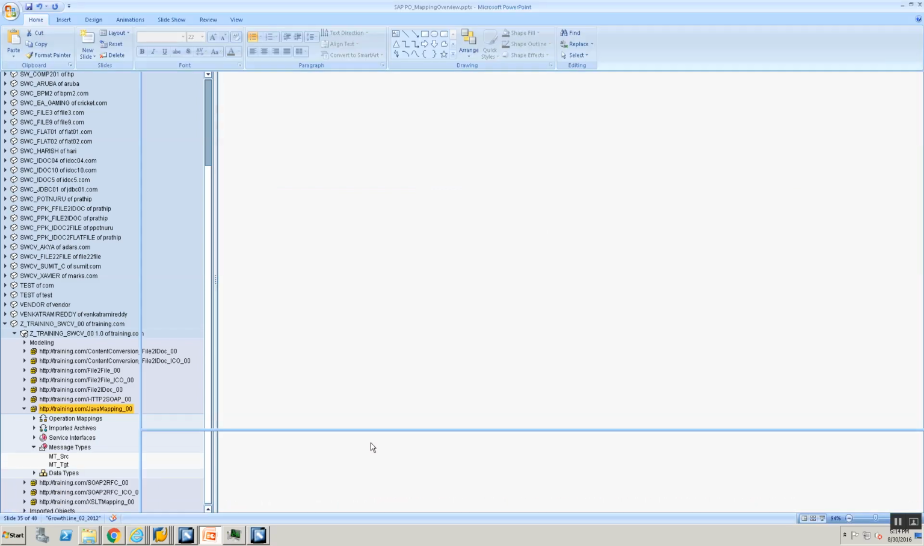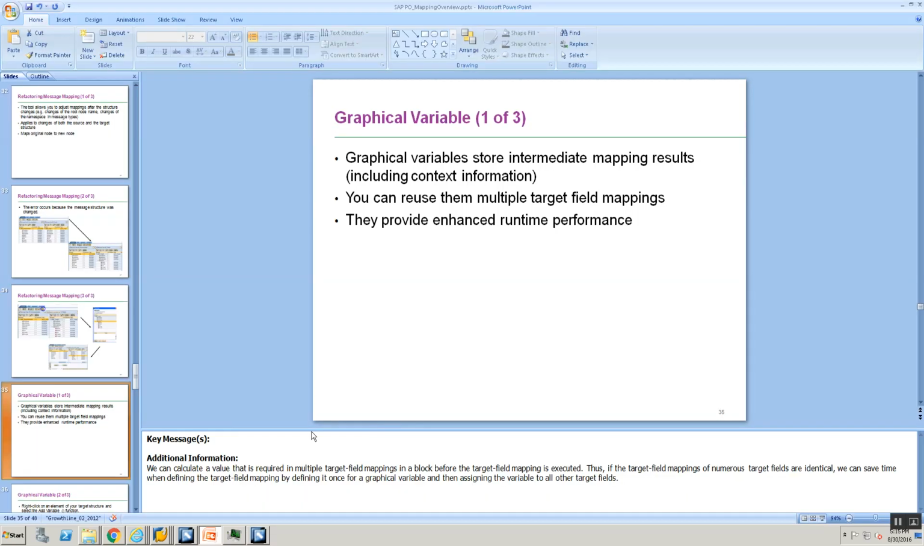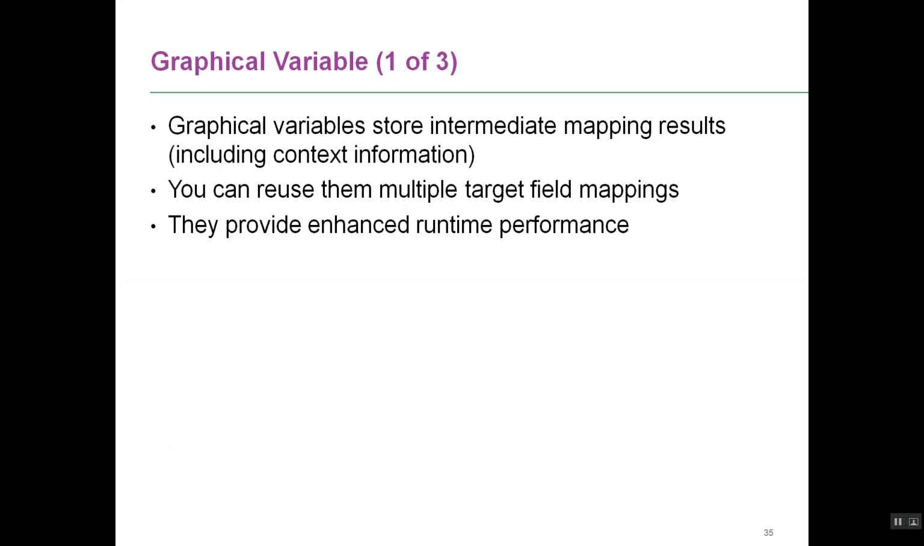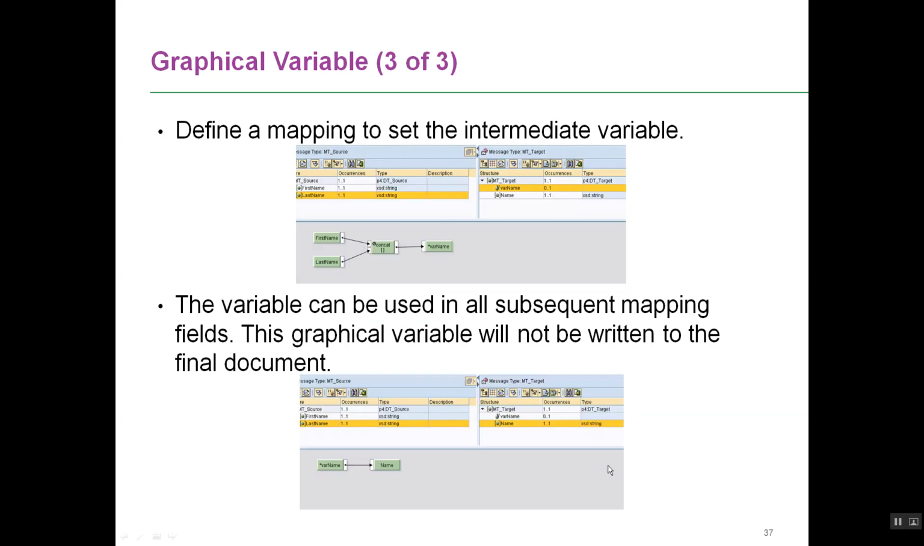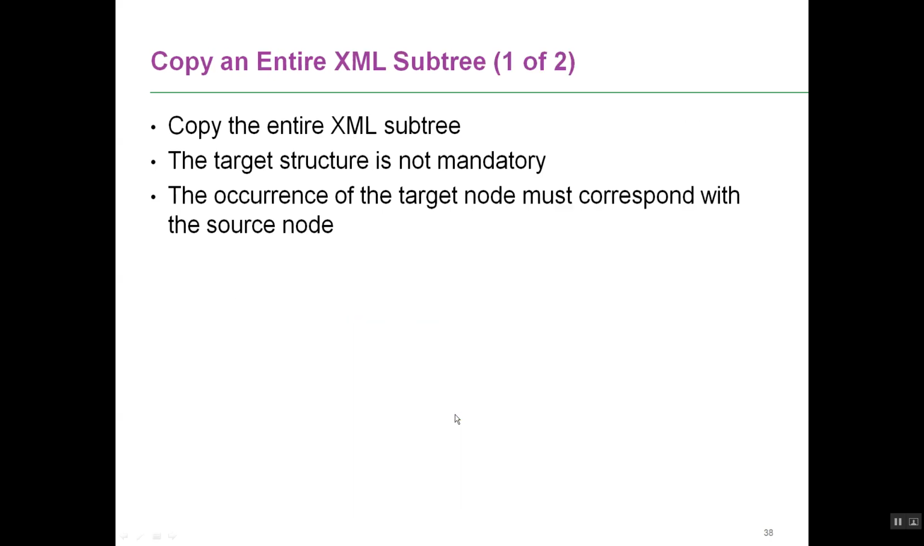With that, we are done with this topic as well, and this is called graphical variables. You are able to reuse them in multiple locations in the target, and they are also better for performance because you are executing a complicated logic once and then using it in multiple places rather than re-executing that logic multiple times. How do you add a variable? You right click on the target, say add variable, it will ask you for the name, you assign it, and then drag and drop it.